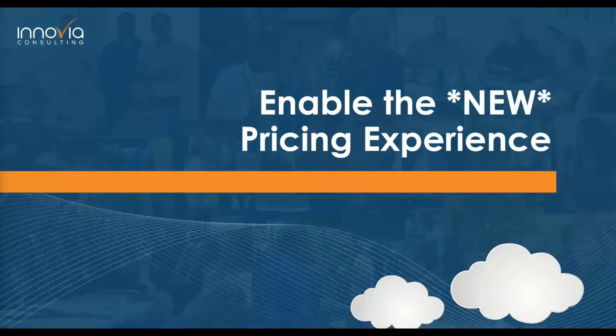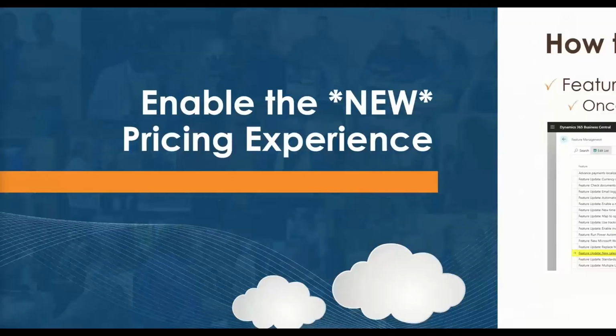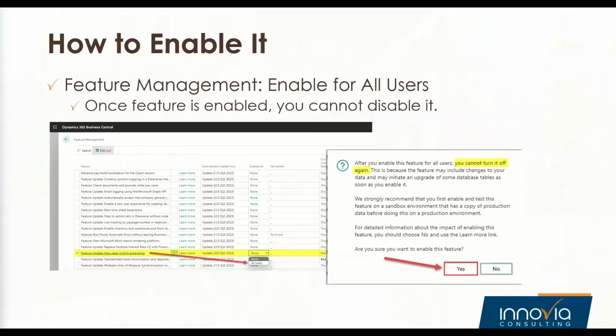All right, so how would you enable this new pricing experience? Because again, right now it is not mandatory, not required that you use it. But let's say you want to use it. How would we enable it? All right, in Business Central, there's a page called Feature Management. So if you do a search for Feature Management, you'll see a new feature called Feature Update, New Sales Price Experience. And in the column enabled for, you would change that from none to all users.